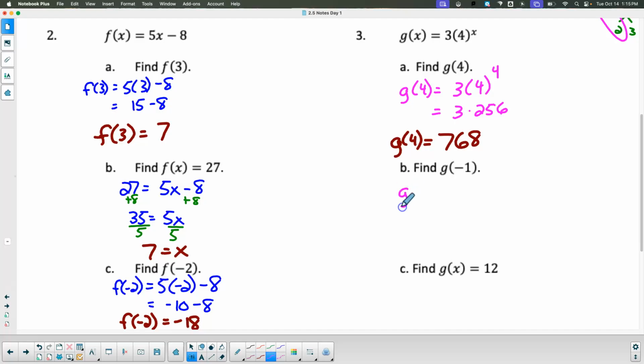g of negative 1 would be 3 times 4 to the negative 1 power. Well, that's going to be like 3 times 1 over 4 to the first power, so just 1 over 4. So that's going to be 3/4.